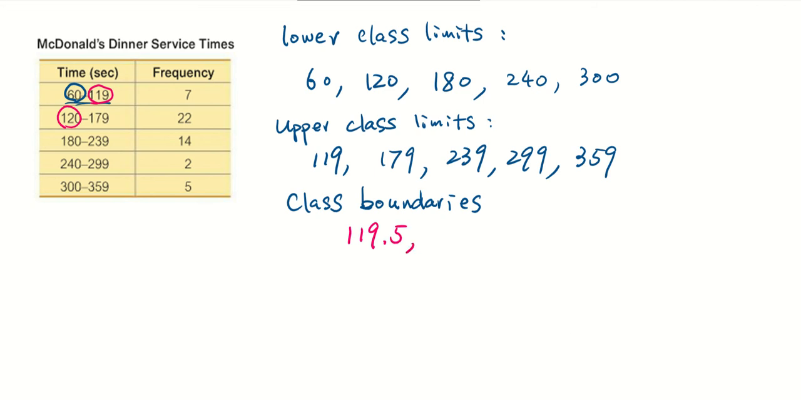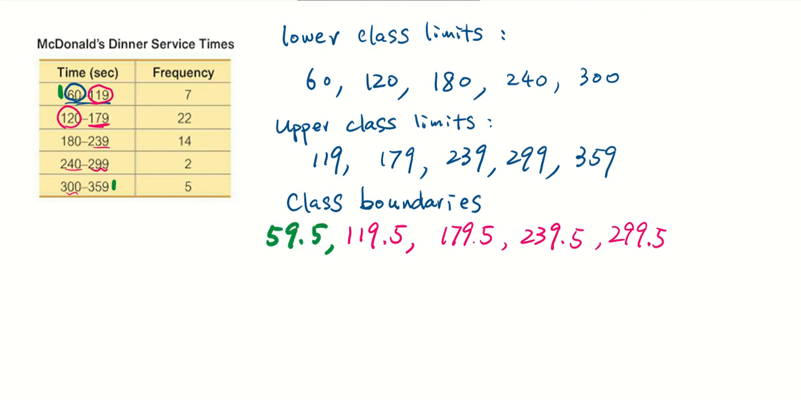Okay, so similarly, the next class boundary we can find will be between 179 and 180, so it's 179.5. And between these two is 239.5, and between the last two classes the boundary will be 299.5. But up to here we're not done. You need to add a number here and a number here using the same pattern. So the first number should be 59.5, and the last number will be 359.5. So those are the class boundaries.